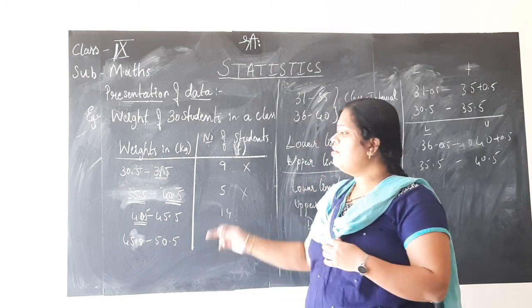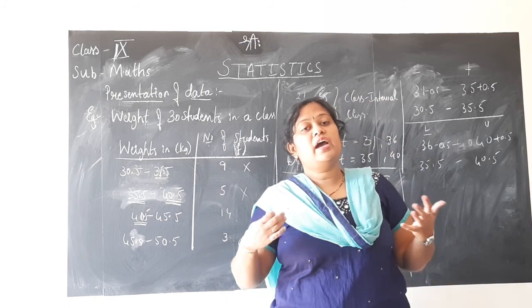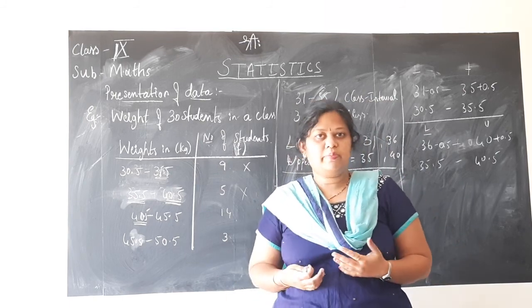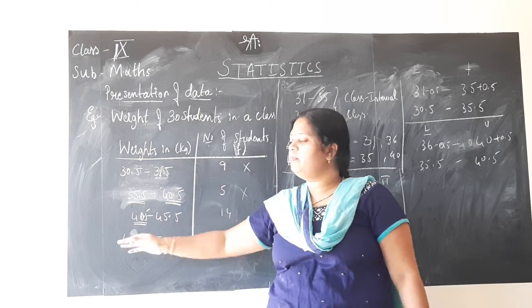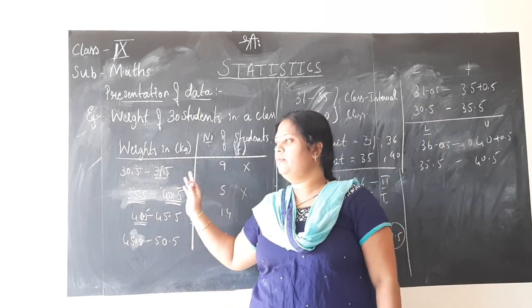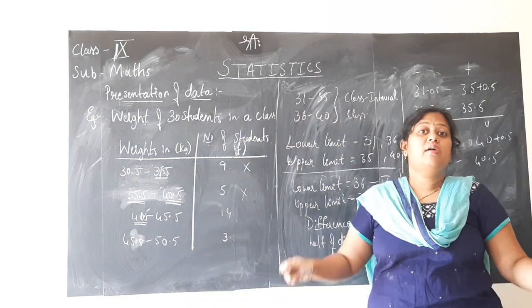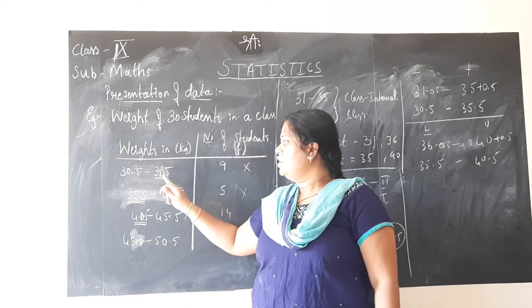And one more thing, after doing this, why did we do all this? Because we had a student who is weighing 35.5 kg which was not present in the class interval. So we made that weight to be present here in the class interval, that is 35.5 kg. But now what happened?